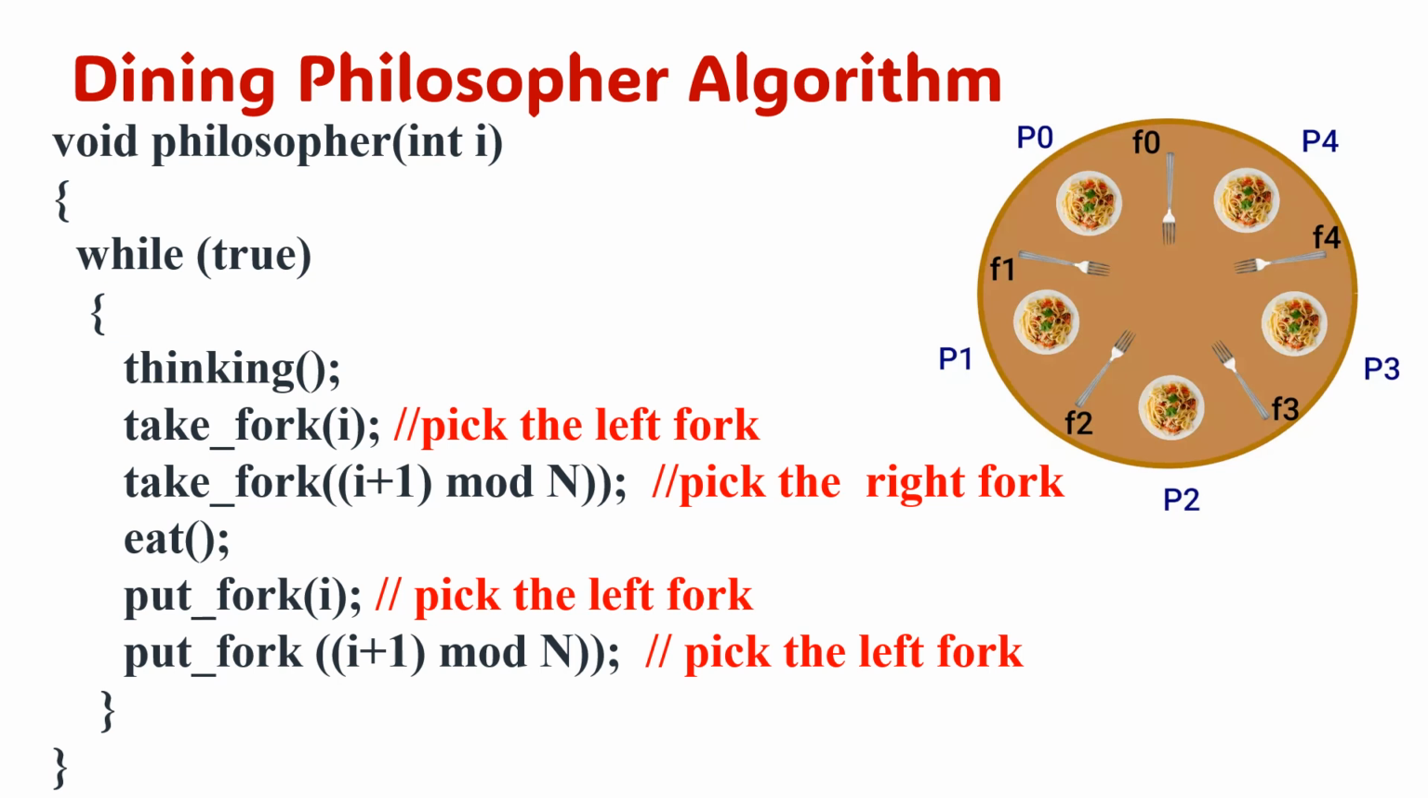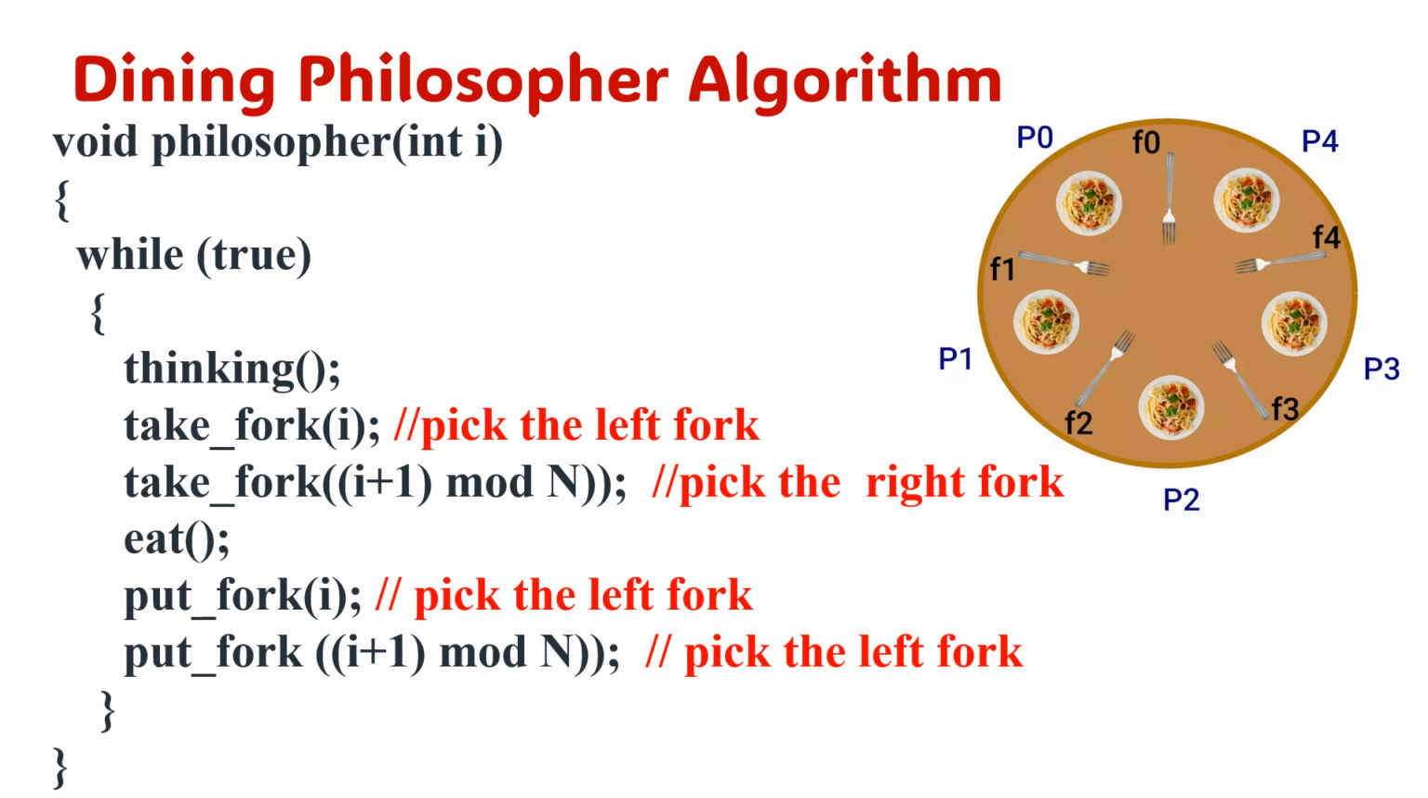So when he calls the method take fork i, then he will take fork 0 because the philosopher's index is 0. So i value is 0. So take fork 0. He will take fork 0 in the hand. And now he will take fork (i plus 1) mod n. What is the value of n here? Total number of forks, that is 5. So i plus 1 is nothing but 0 plus 1, that is 1 mod 5.